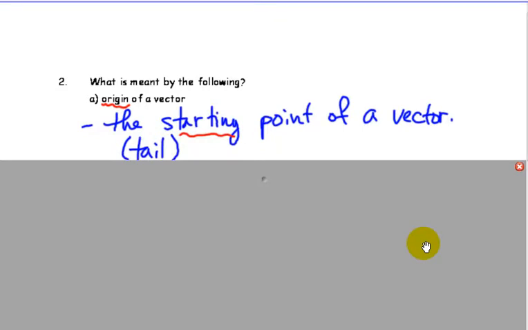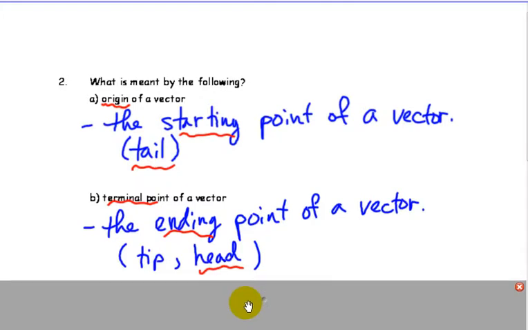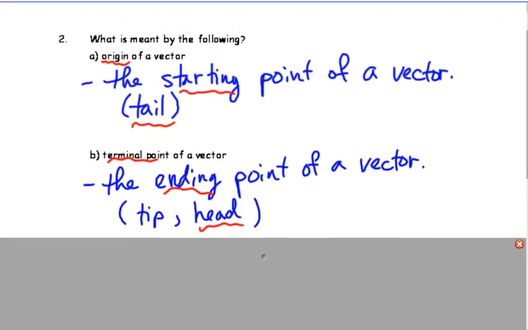A few key points here. The origin of a vector is otherwise known as the starting point of a vector. It's also sometimes referred to as the tail of the vector. And then the terminal point of the vector is referred to as the ending point of the vector, or sometimes called the tip or the head. So usually head, tail. The arrowhead part is the head, and the starting point is the tail.